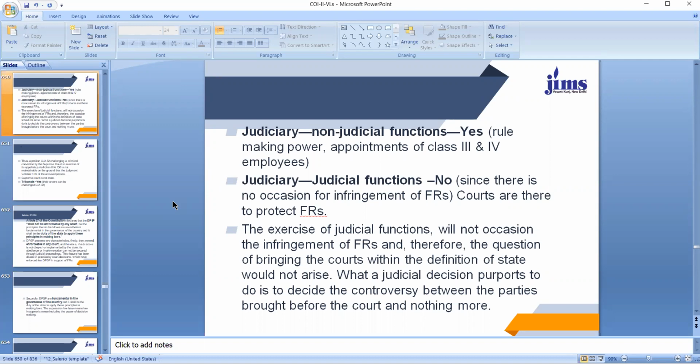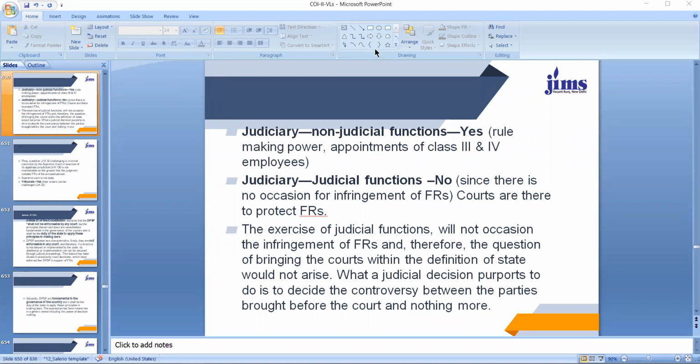Suppose a district judge, while making appointments of class 3 and class 4 employees, ignores the principle of reservation and does not grant any reservation to scheduled caste and scheduled tribes, then at that time district judge is acting as state. He is acting as a state, and a writ can be filed against district judge if the fundamental right of reservation of scheduled castes and scheduled tribes is being violated.